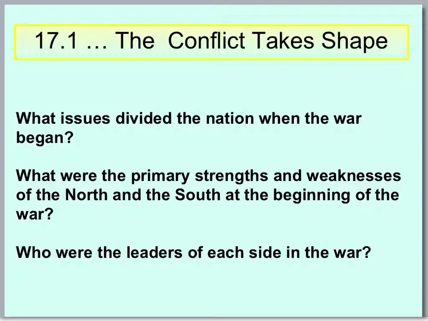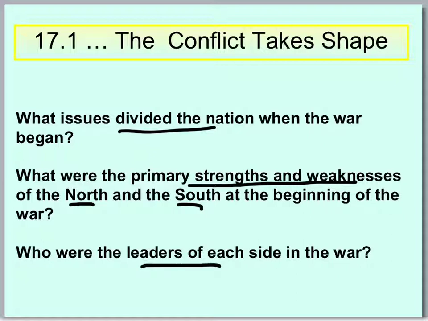So today, what we're going to talk about is the conflicts, the things the country is really talking about, what is really dividing them. All right? So what issues divide the nation? What are the primary strengths and weaknesses? We're going to talk about the strengths and weaknesses of both the North and the South. And believe it or not, both of them have strengths and both of them have weaknesses. And we're going to be introduced to some of the leaders from each side of the war. All right? So let's get started.